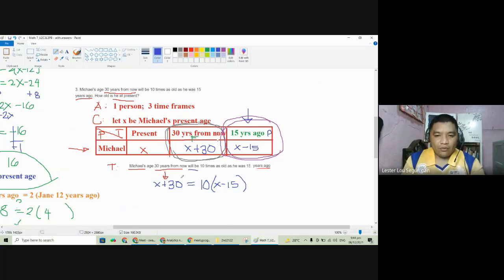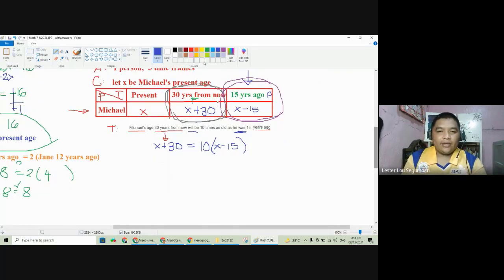30 years from now, so we're going to use this notation here, will be equality 10. So that's 10 times, again with parenthesis, 15 years ago. Do not concern yourself with the word "was" here, because it's just as old as he was 15 years ago. This is now your equation. And to implement it, we will have here x plus 30 is equal to distribute.